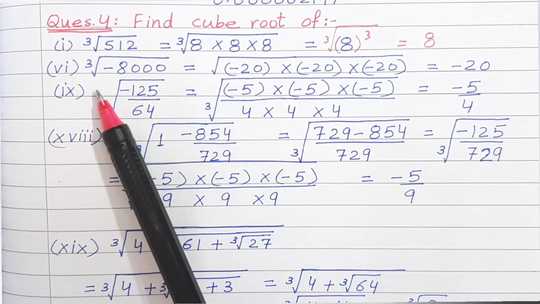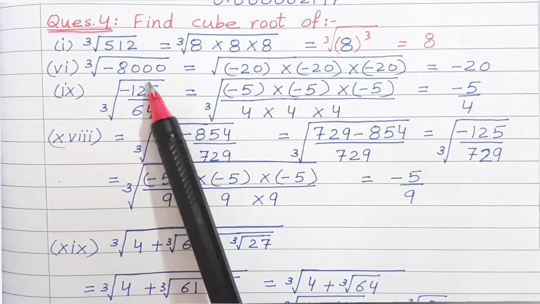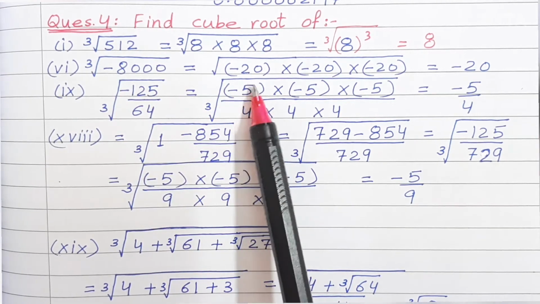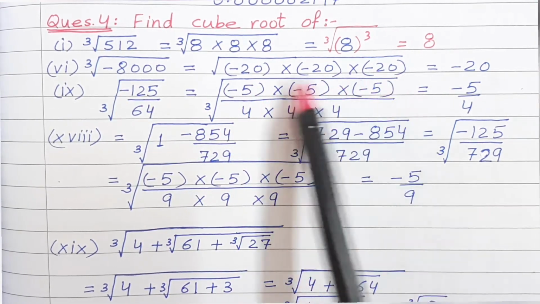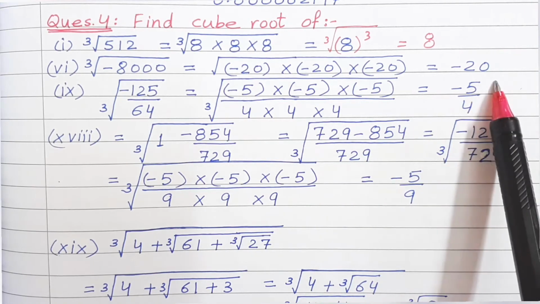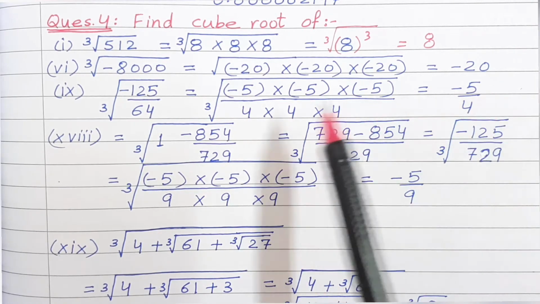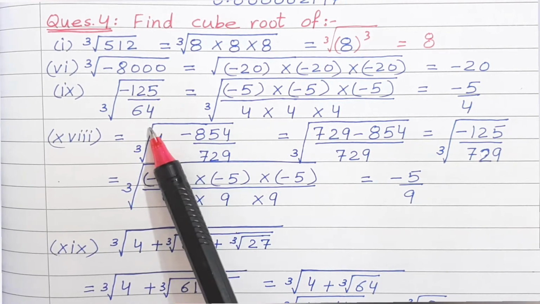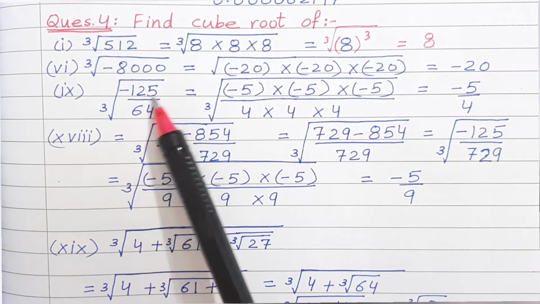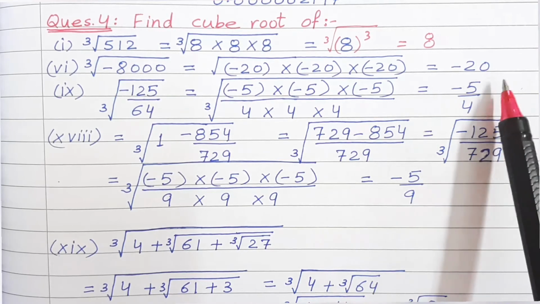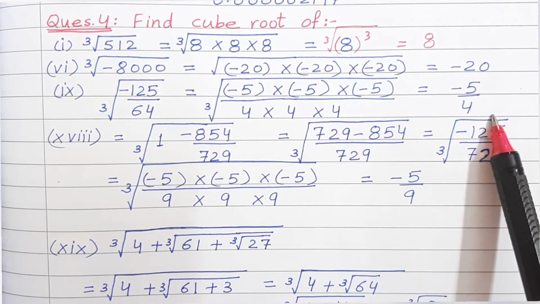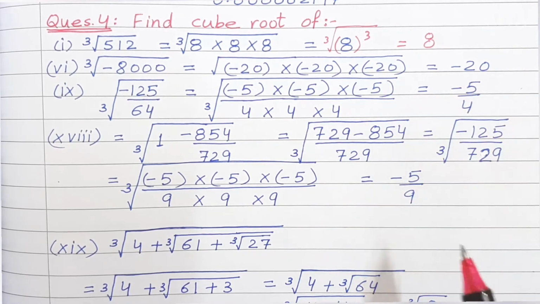Now next is minus 8,000. Now you know that 8 is a cube of 2, right? So minus 20 into minus 20 into minus 20. So the cube root is minus 20. Similarly, minus 125 upon 64. Now minus 125 is a cube of minus 5 and 64 is a cube of 4. So we can solve like this.